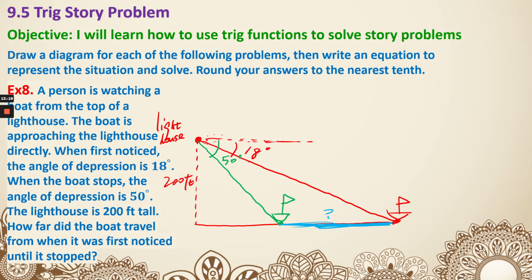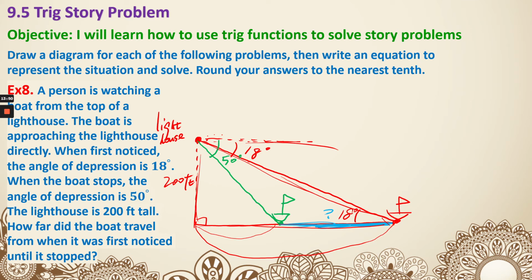And you will notice this is a right angle. In order to find how far it traveled, you need to find out how far this is, subtract how far the boat is from the lighthouse when it stops. And then you can subtract them. So let's look at the bigger triangle first. This triangle right here, that's the bigger one. And if the angle of depression at first is 18 degrees, same thing, and the horizon and the ground are parallel, so this angle must be 18 degrees because they're alternate interior angles.